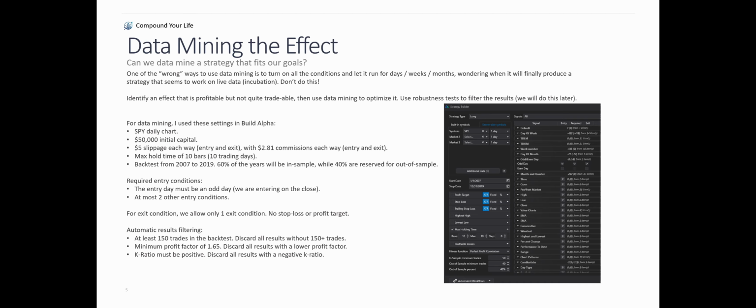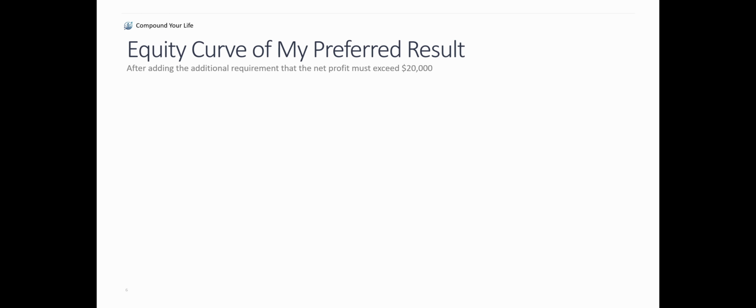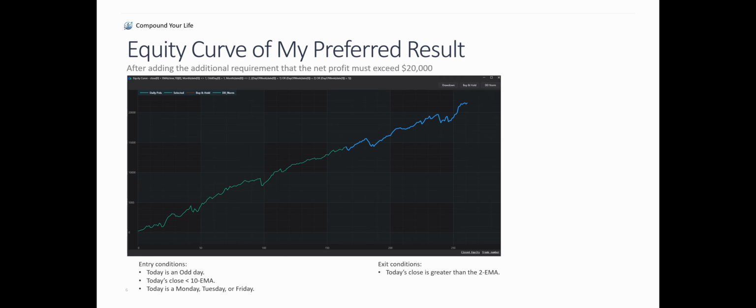And then I don't want to dive into what K ratio is, but I want that to be positive. So it came up with a number of results, and I filtered out most of them using some of the robustness checks that I'm going to show in the following slides. But the result I really liked looked like this. So here, the green is the in-sample period, which is about 60% of that 13-year period. And then the blue is the out-of-sample, which is the remaining 40%.